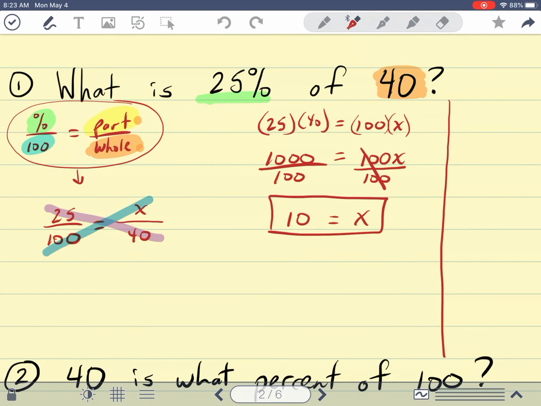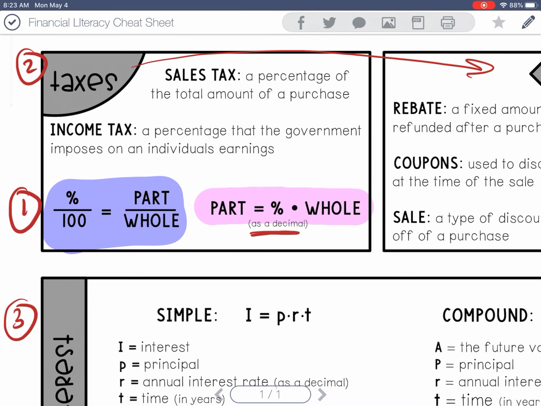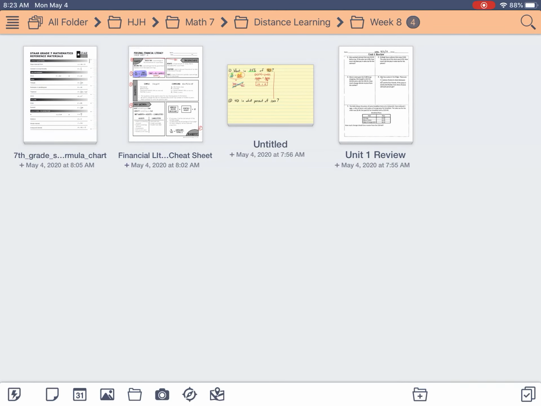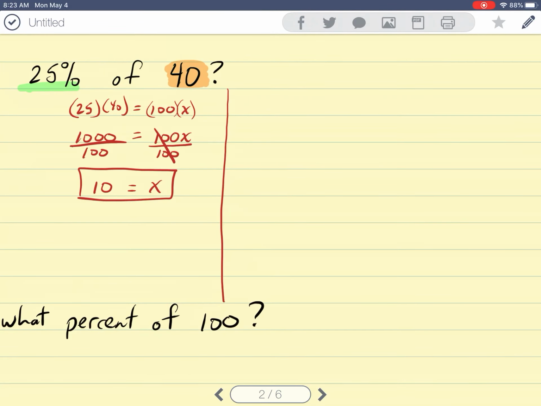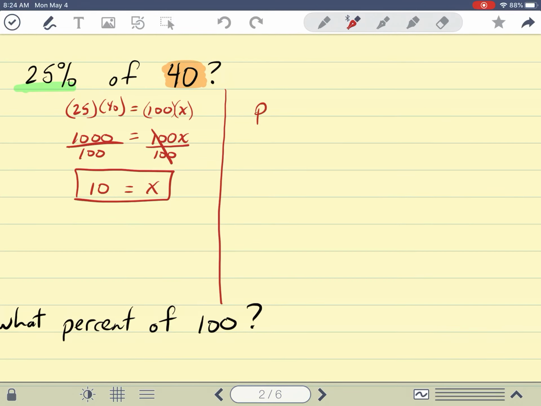But if you look at your cheat sheet, there were 2 things that I highlighted. Okay, the first one in purple, the second one in pink. We just did the first method. Now we're going to do the second method. Part is equal to percent as a decimal times the whole value. So let's come over here and we're going to say that the part is equal to the percent times the whole. So that would tell me that that's equal to percent, remember, as a decimal.